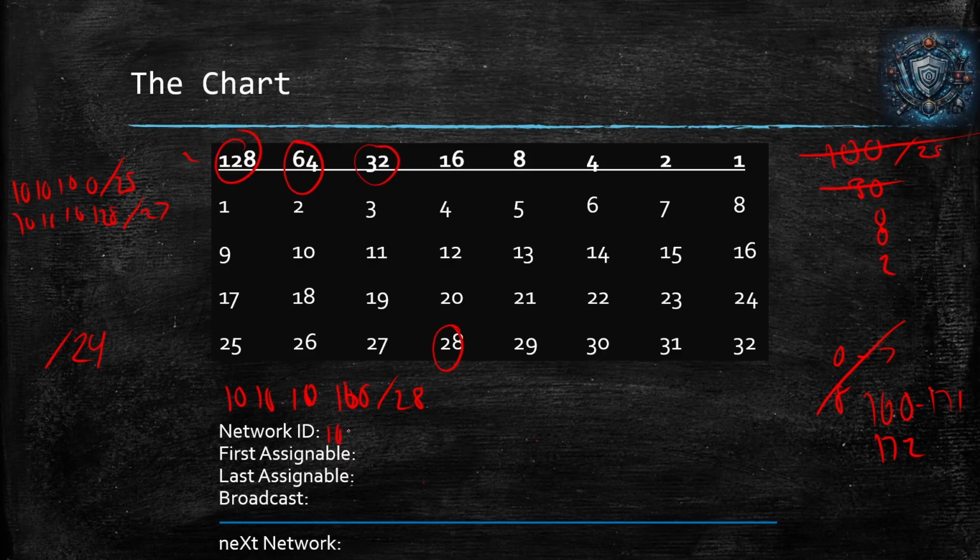So our network ID is 10.10.10.160. Our first assignable is 161. Our next network is going to be 10.10.10.172, which makes our broadcast 171, and our last assignable 170. And that takes care of our 8 host requirement. So we have 10.10.10.160 /28.